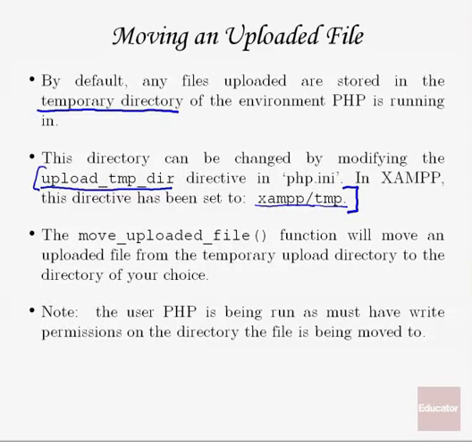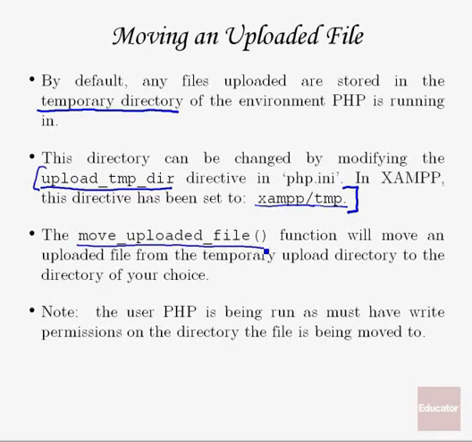Now, typically what you're going to want to do is you're not going to want to leave that in a temporary directory. You're going to want to move it somewhere. For example, if you're uploading an image of an item for our store, we're going to store it in the images directory for our application. Well, PHP provides a function called moveUploadedFile, which allows you to move an uploaded file from the temporary directory to the directory of your choice.